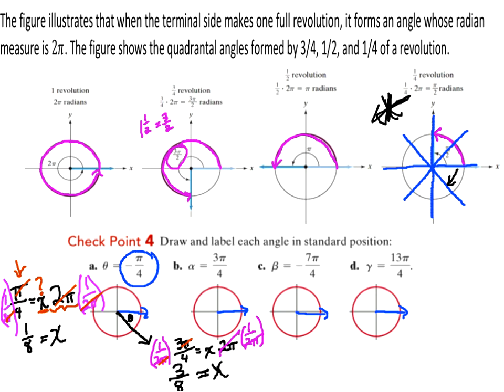So halfway between the x-axis and the y-axis is 1/8 of a revolution. I'll dot it for you there. And then I have 2/8 and 3/8 right there. So let me go ahead and bold that in. So this angle here is alpha.